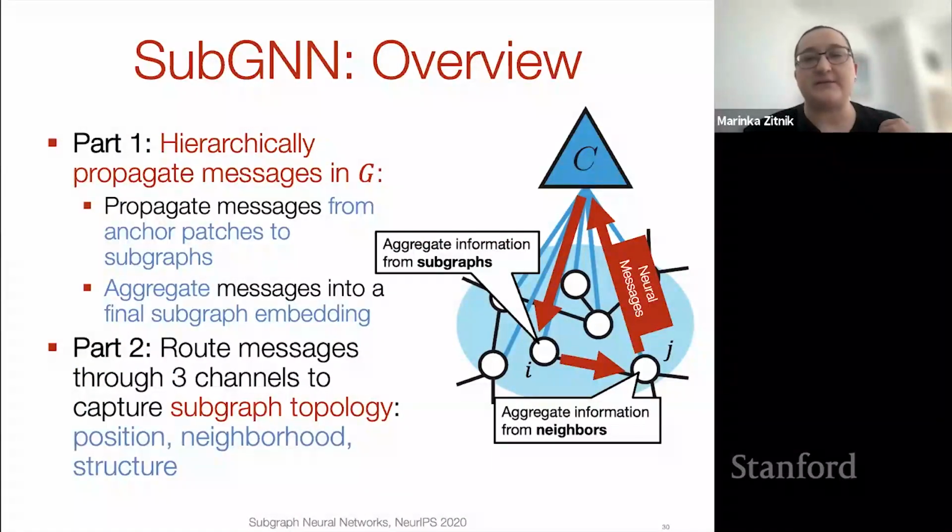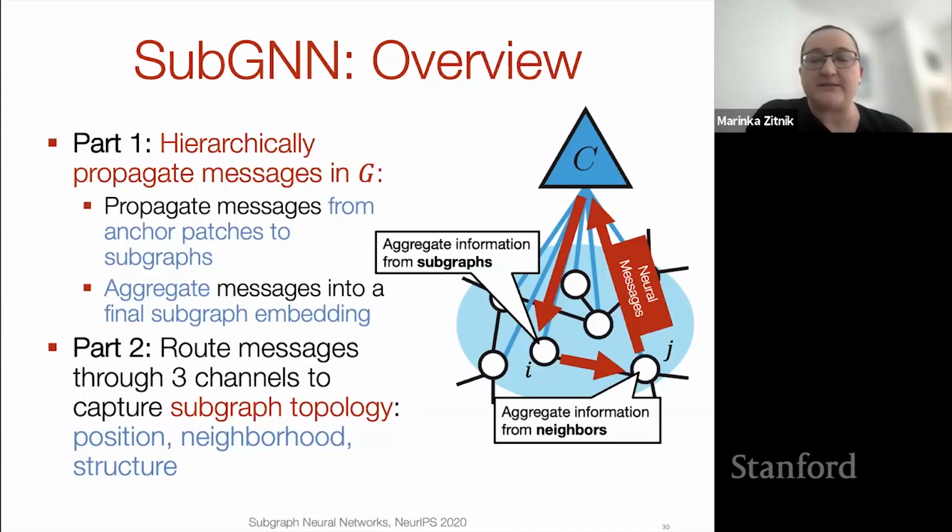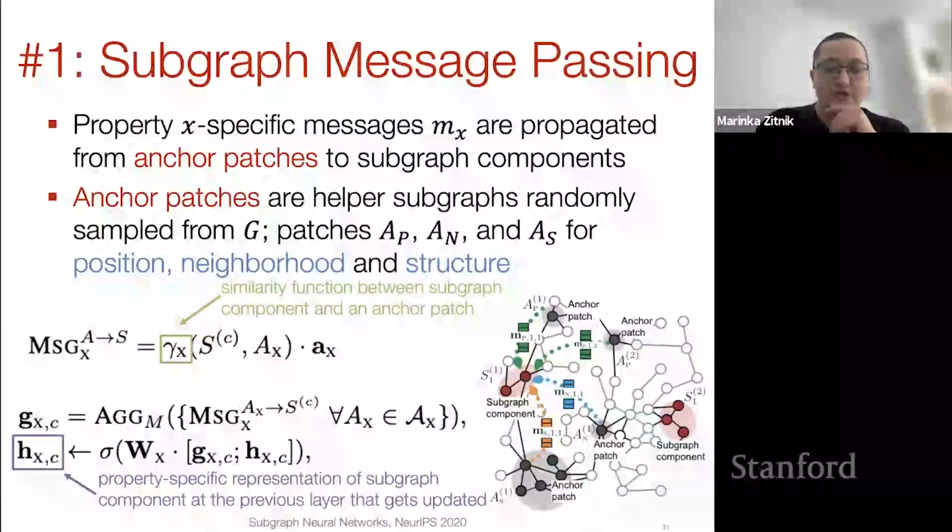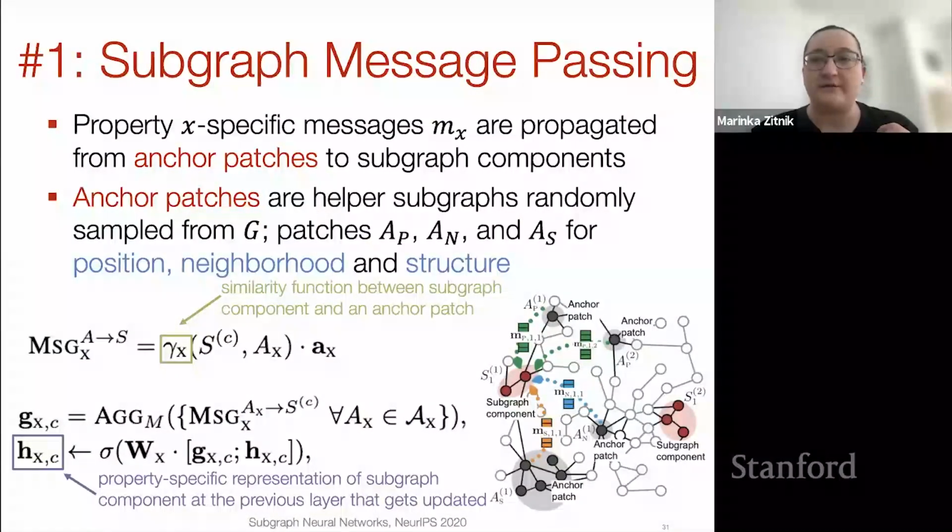The way this is done is that SubGNN consists of 2 parts. The first important part is a message passing scheme that is hierarchical in nature, and it specifies the way neural messages are propagated from anchor patches, which are helper graphs sampled from G, to subgraphs S that we want to embed, and how those messages are then aggregated to arrive at the final subgraph embedding. And in part 2, that routing of messages is done through 3 distinct channels, where each channel corresponds to a distinct aspect of subgraph topology that we want to capture: position, neighborhood, and structure. Very briefly, let me describe these two parts.